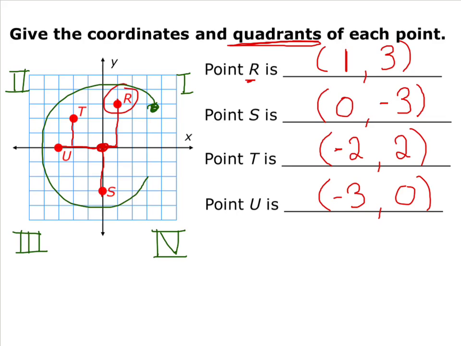Alright, so let's see. R is going to be in quadrant 1. Now these are also always written in Roman numerals, so on your paper just make sure you write those in Roman numerals also. S, if you notice S, that is on my y-axis. So on that one, it's not going to have a quadrant. Okay, so I'm just going to leave that one blank. T is going to be in quadrant 2. And U, again, is on an axis, so it does not have a quadrant. Alright, good. Let's take a look at our next slide.